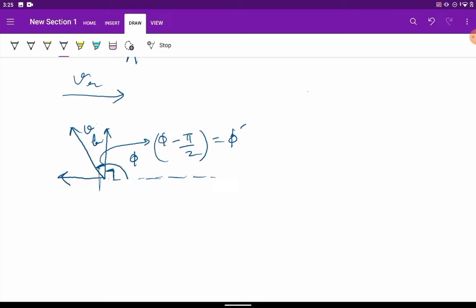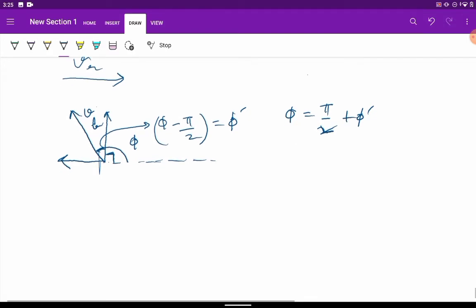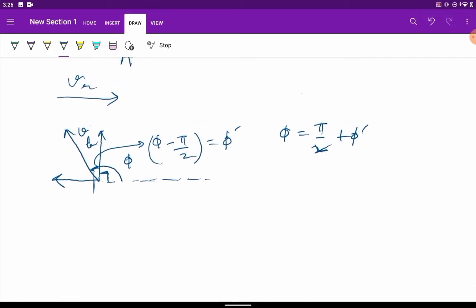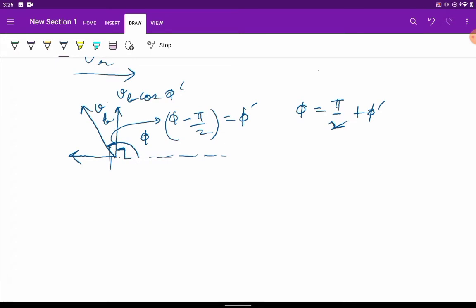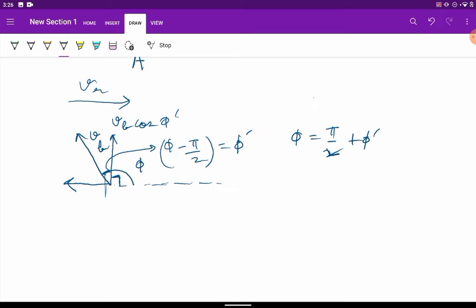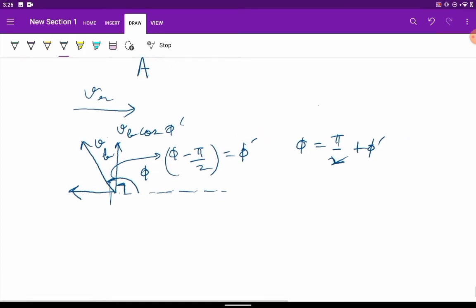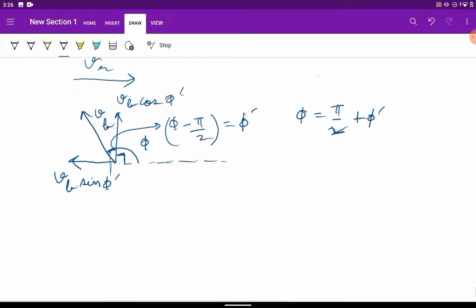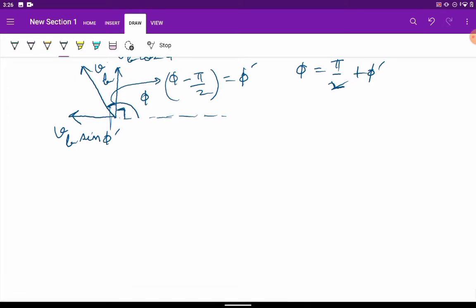So basically phi, the whole angle, will be pi by 2 plus phi dash in terms of radians. Okay, now this component will be VB cos phi dash, which will be in the direction of AB, and another component will be VB sin phi dash.